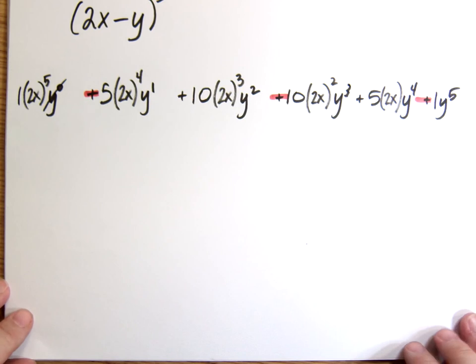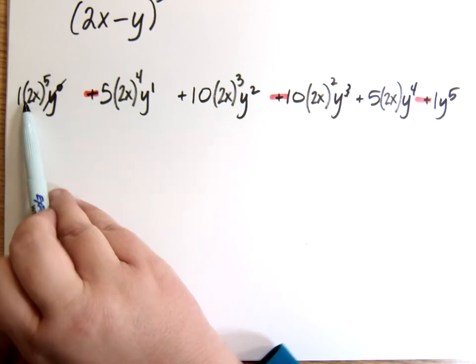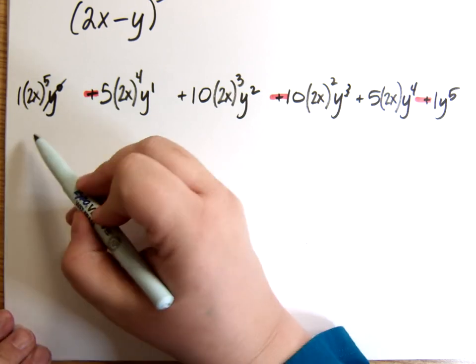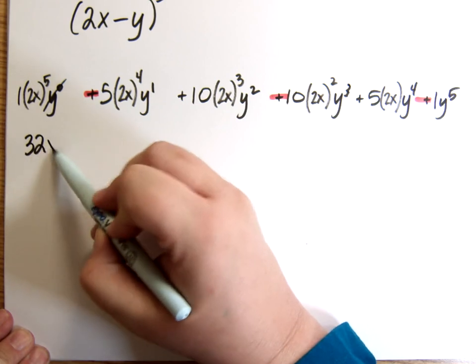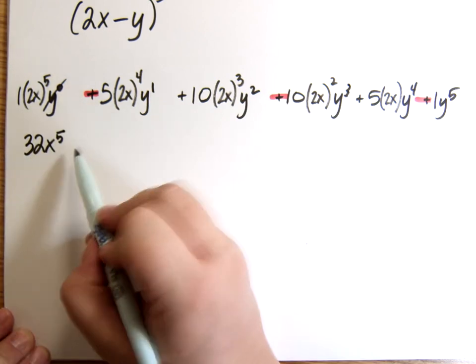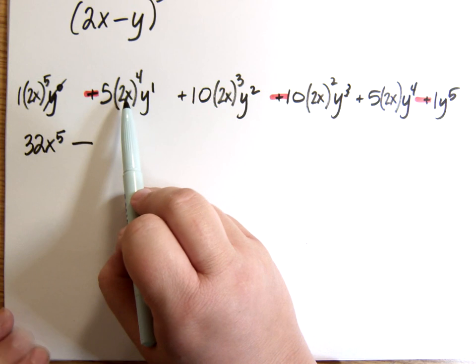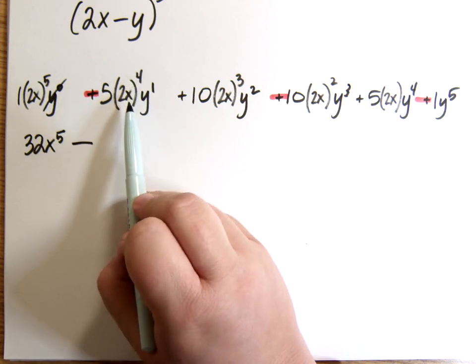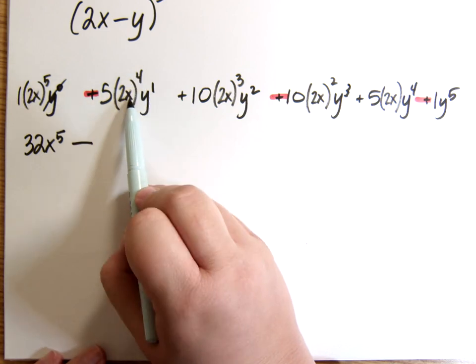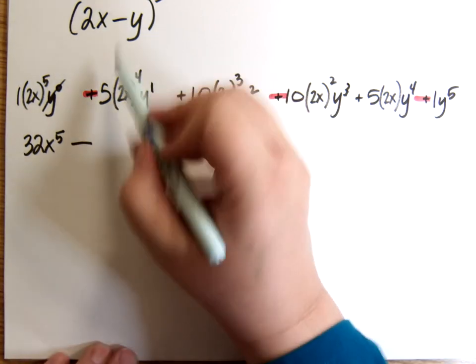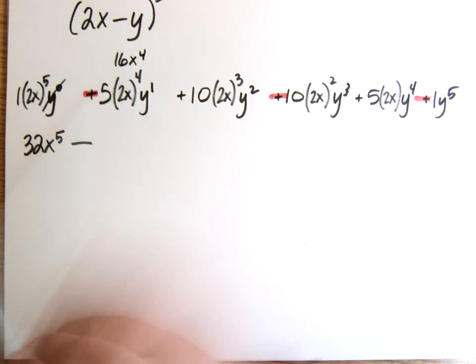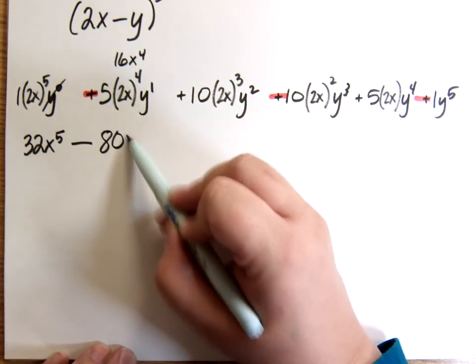All right? So my first term, 2x to the 5th, you've got to make sure you raise both the 2 and the x to the 5th power. 2 to the 5th is 32, and then x to the 5th is x to the 5th. Minus, then I've got 2 to the 4th, which is 16. 2 to the 4th, x to the 4th. So that's 16x to the 4th. Let me just go ahead and write that up there to remind myself. 5 times 16 is 80. X to the 4th, y.